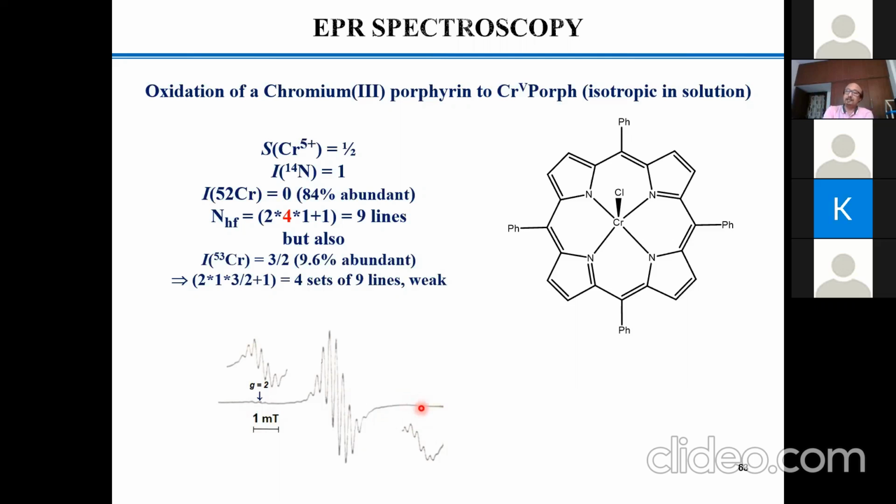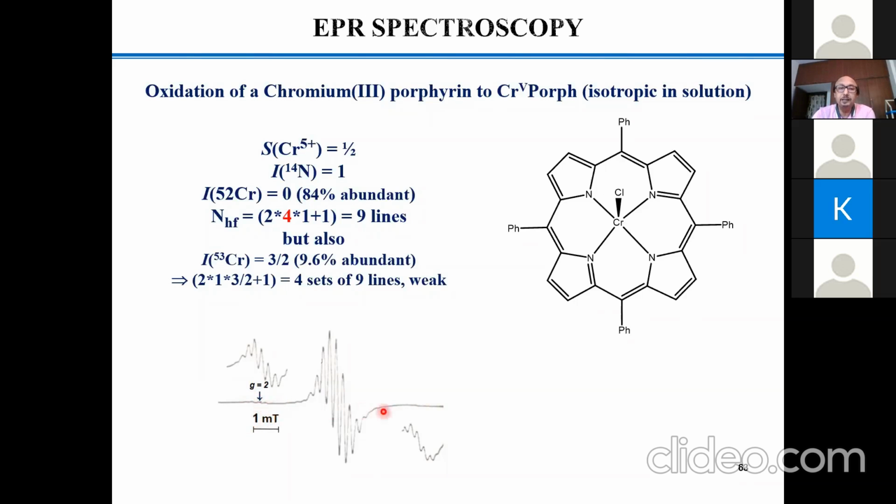We expect 4 lines, right? I equals 3 by 2 for the other isotope. So 4 lines, we got rather distinctly in the previous molecule. Here, instead of getting 4 lines, one could see 2 lines.